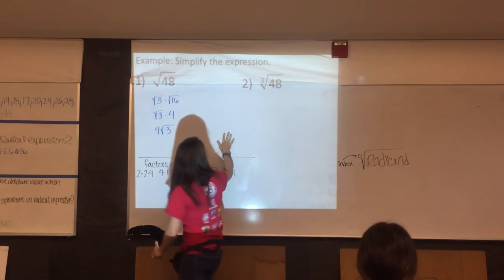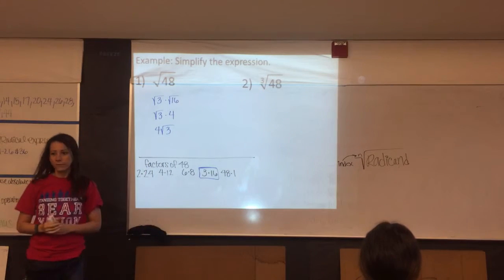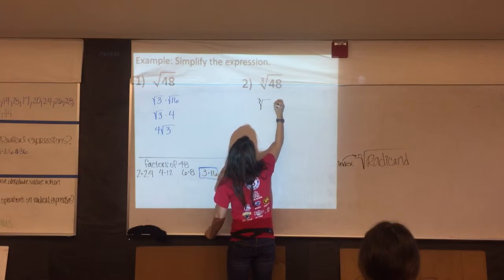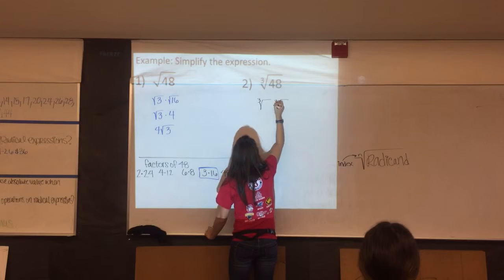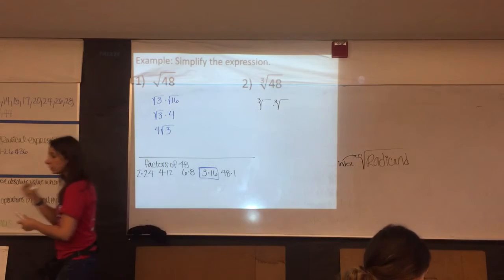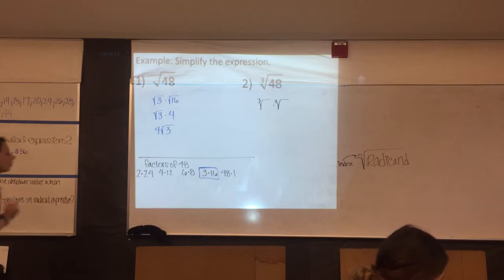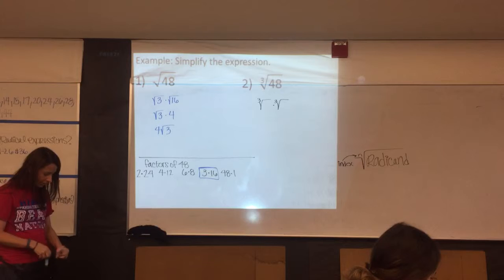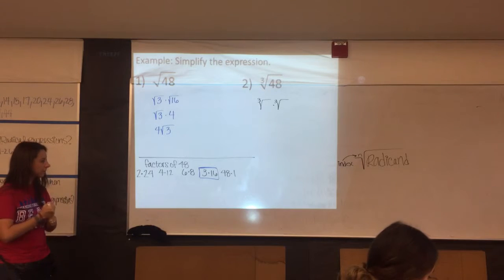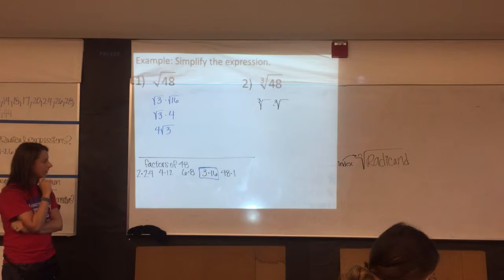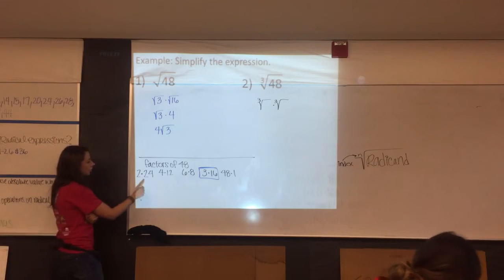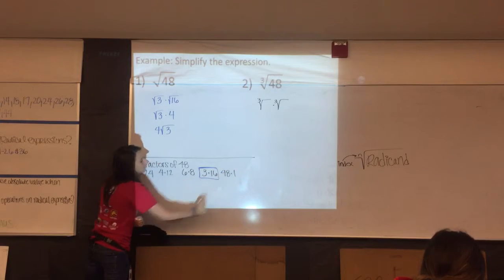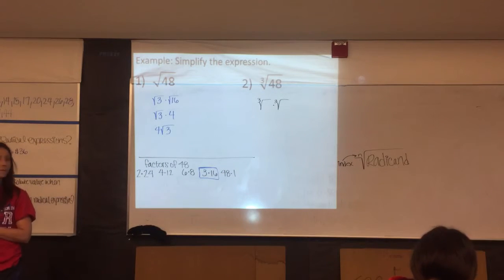So let's try it real quick. 48. If I want to rewrite it as a product of two radicals with a cube root, and the goal is to cube root one of those numbers, which pair am I going to use? Don't say it out loud. Think about it. And then I want you to give me a signal. Option 1, 2, 3, 4, or 5. Which option are you choosing?